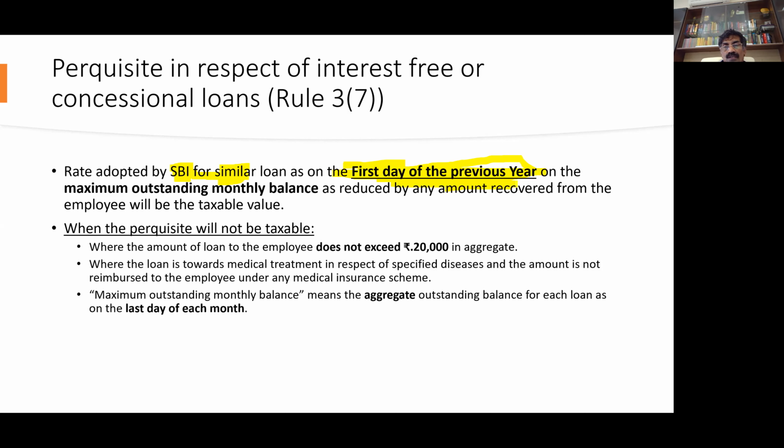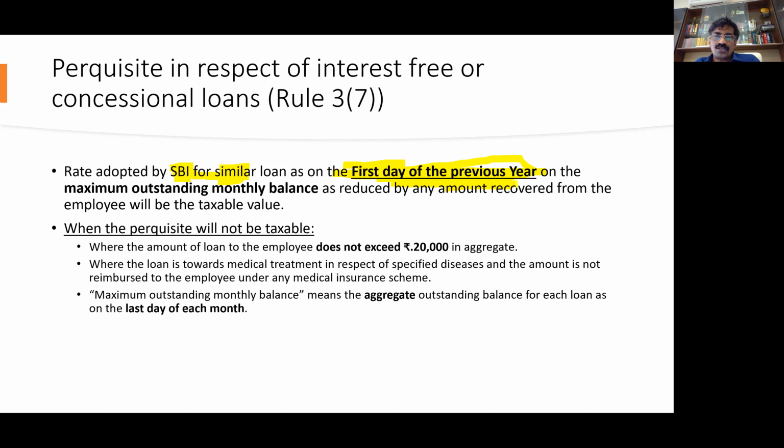We all know that TDS has to be deducted by the employer. So you cannot have a situation where you take the SBI rate of interest as and when the loan is given; that would make it extremely difficult for the employer to follow the rule. In order to make it simple, take the SBI rate as on the first day for a similar loan. That should be the rate of interest charged.